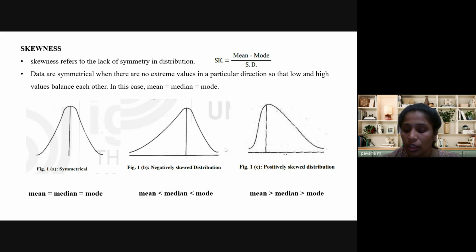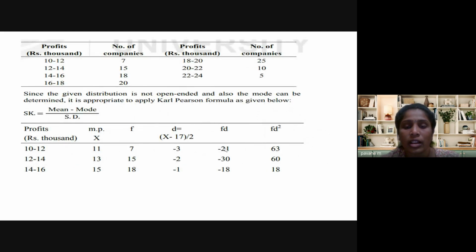Now in this section we will discuss how to calculate the skewness. So this is the problem given, and you have to find the skewness. Profits are given in thousands and number of companies are given. Since the given distribution is not open ended and also the mode can be determined, it is appropriate to apply the Karl Pearson formula for the given problem.